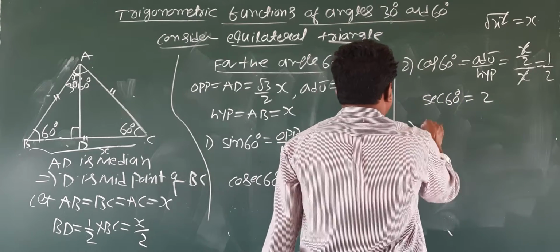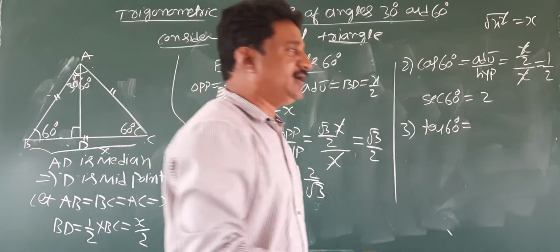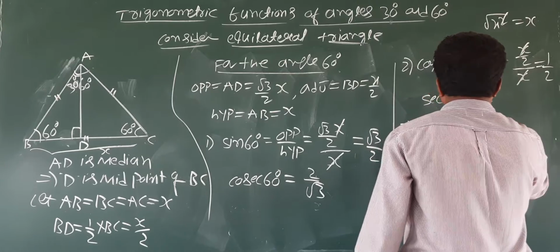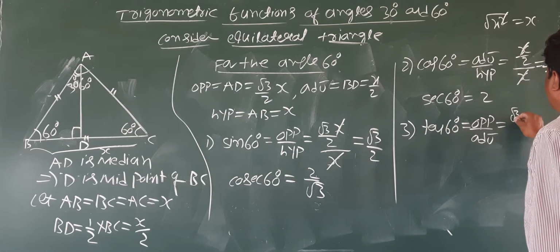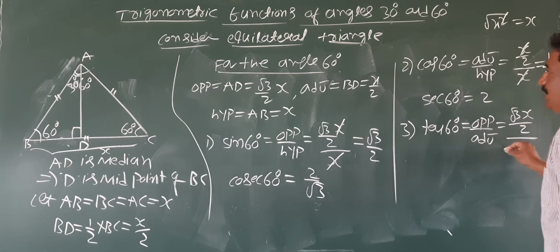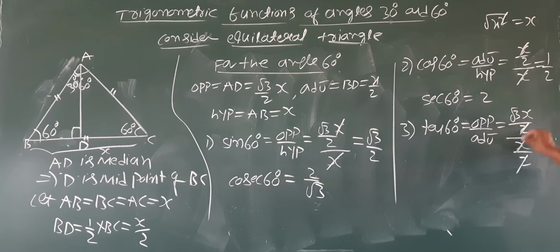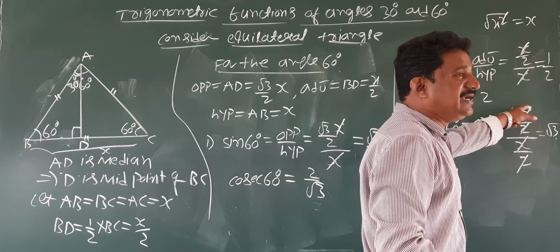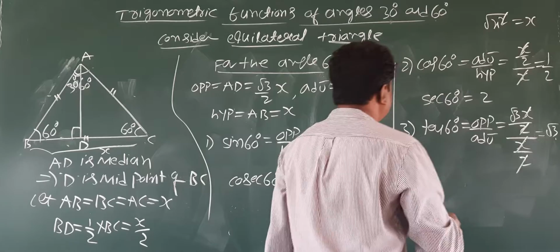So third one, tan 60. Tan theta means opposite by adjacent. So tell me the length of the opposite side. Length of the opposite side is root 3x by 2. Adjacent side is x by 2. So 2 gets cancelled, x gets cancelled. Remaining is root 3. Tan 60 degree is root 3.